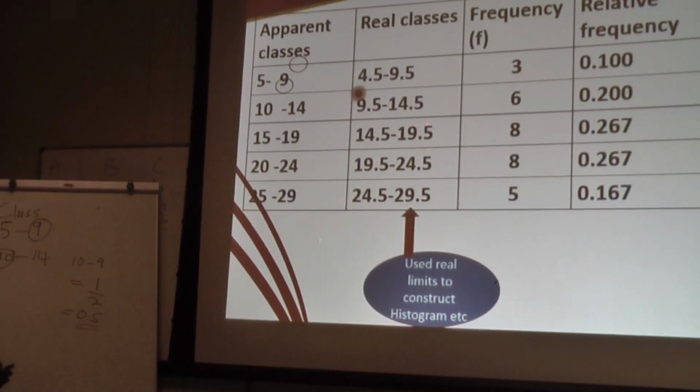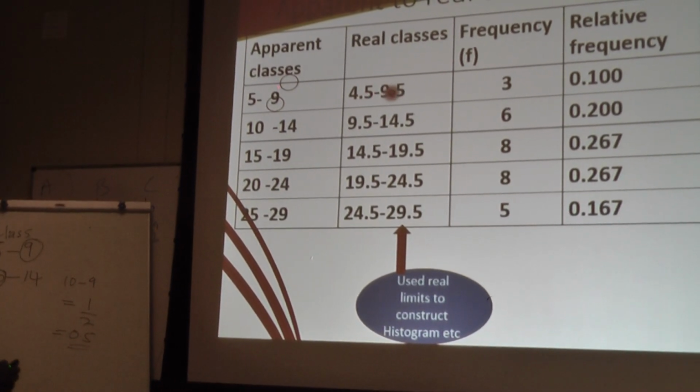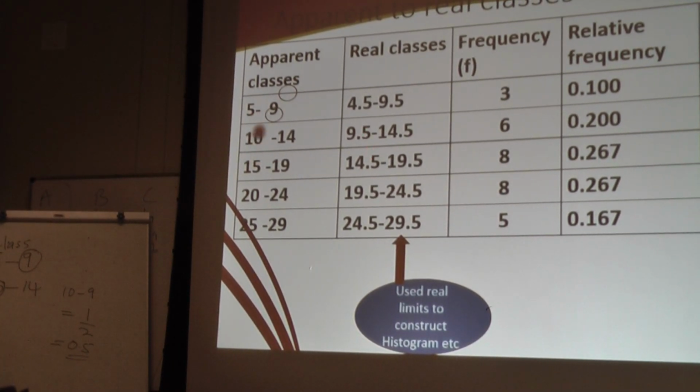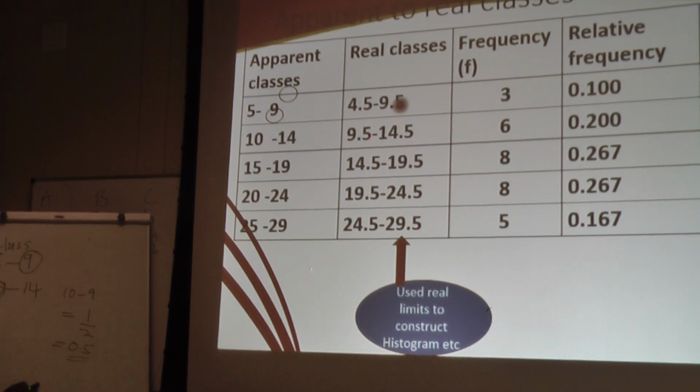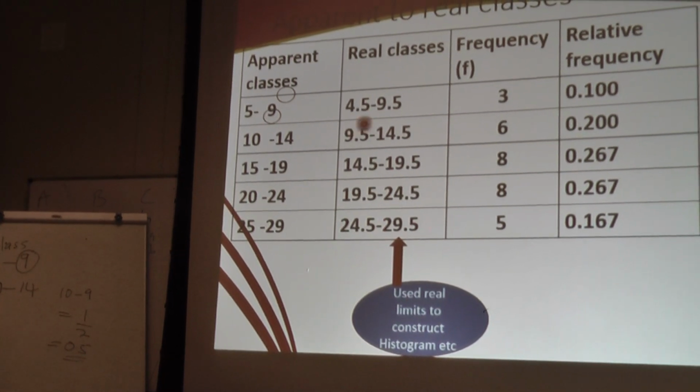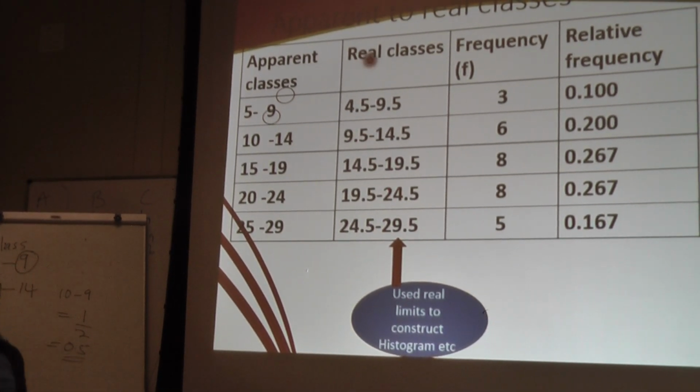So that at the end of the day, you have 4.5. You see, we've said 5 minus 0.5 to get 4.5, and 9 plus 0.5 to get 9.5. You repeat the same process until you have these classes. These are called real class limits.